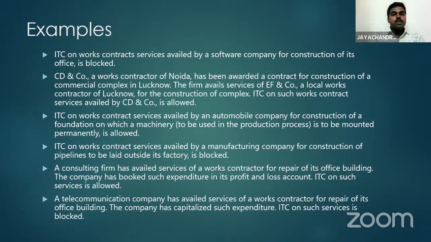Example, ITC on works contract service availed by a software company for construction of its office is blocked. This is subcontract. Works contractor CDNCo of Noida has been awarded a contract for construction of a commercial complex in Lucknow. The firm availed services of a local works contractor of Lucknow. This is subcontracting for the construction of the complex. ITC on such works contract services availed by CDNCo is allowed. ITC on works contract services availed by an automobile company for construction of a foundation on which a machinery is to be mounted permanently is allowed.